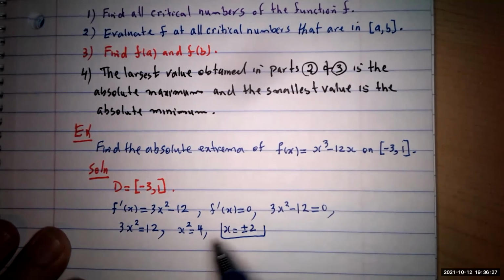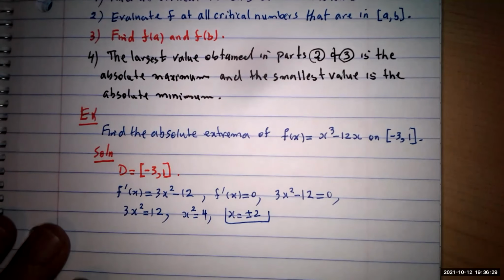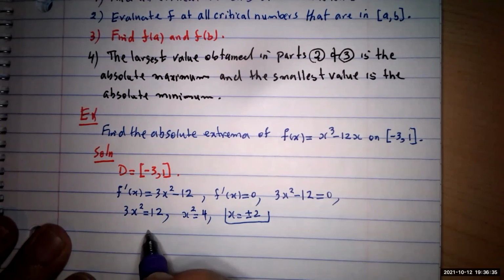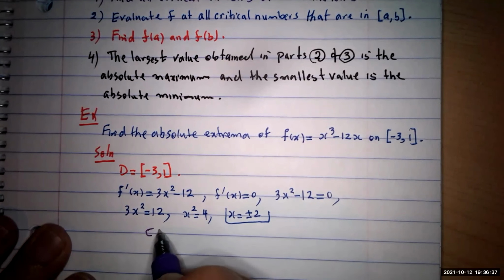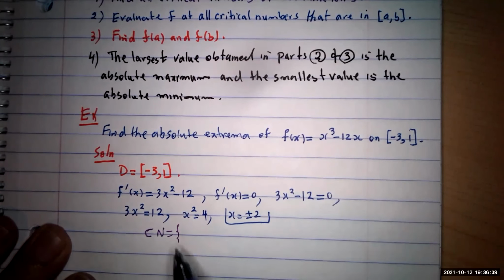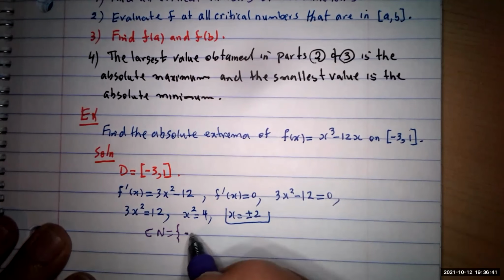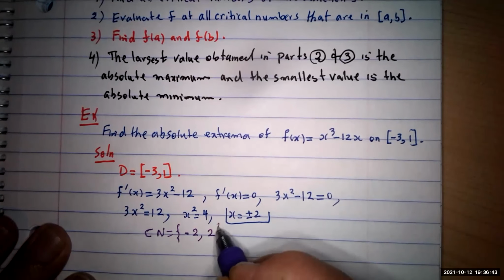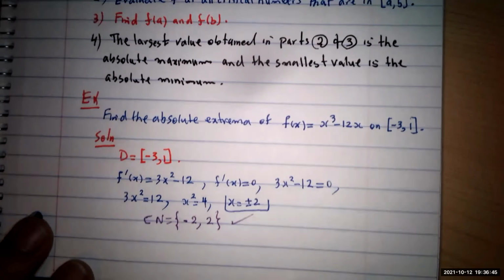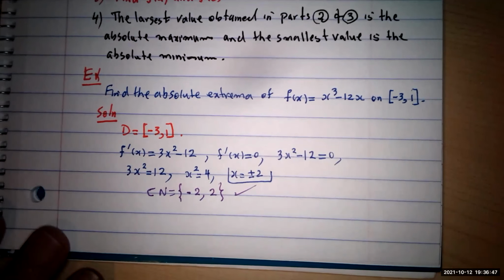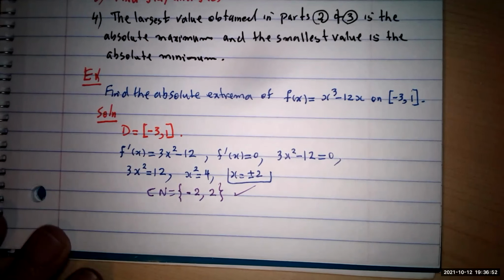These are your candidates for the critical numbers. So the critical numbers are going to be negative 2 and 2. So that's step one. Any question? Step two.